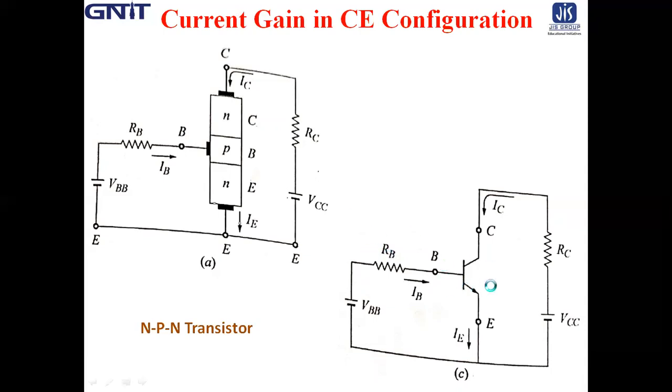And this is the symbol; the structure of the transistor is represented by a symbol. See carefully, here the emitter is common. So the input current is base current IB, and see the direction of output current, the collector current, and see the biasing condition, the VBB and VCC.